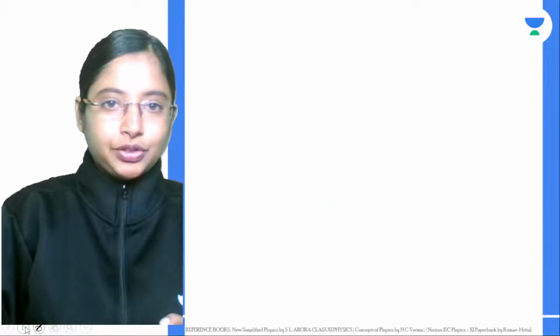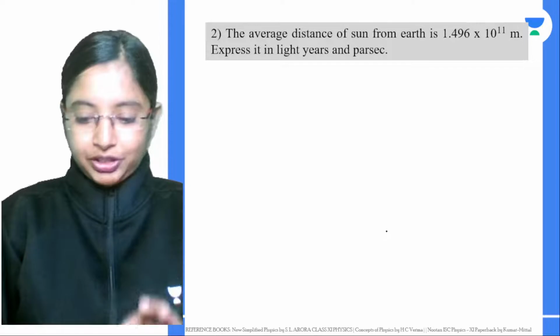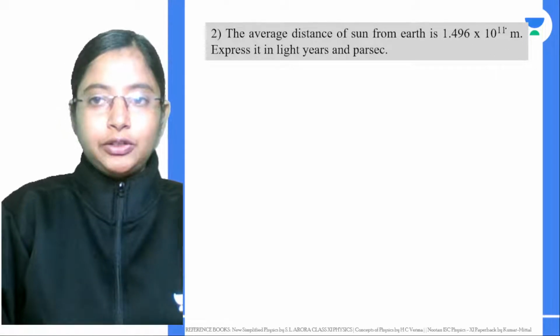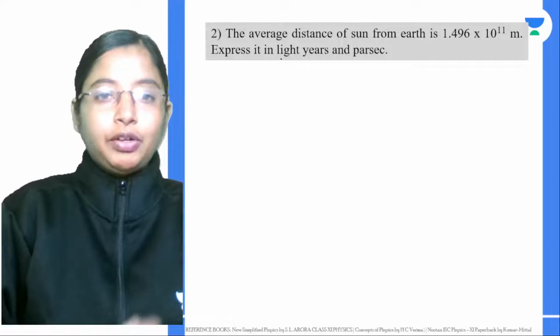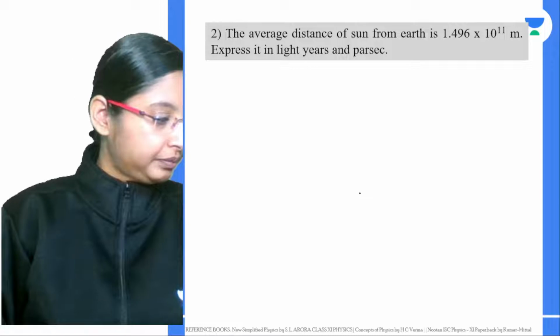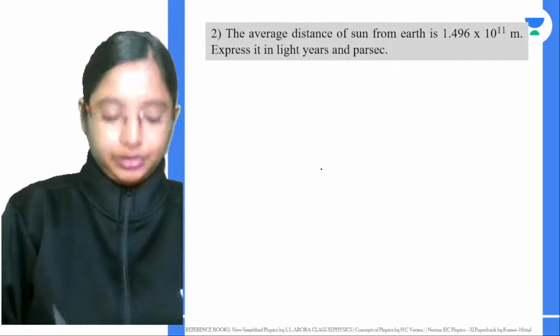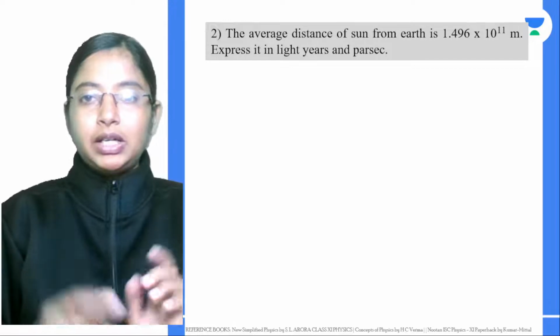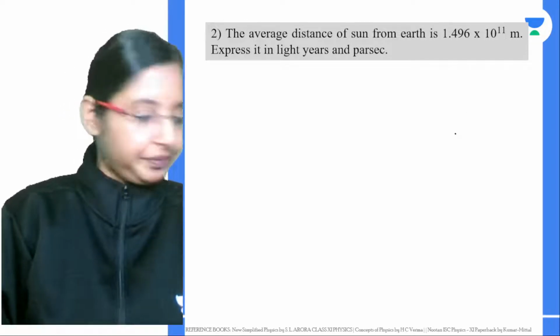The next question is, the average distance of the sun from earth is 1.469 into 10 to the power of 11 meters. We're going to express this in light years and parsec. How do we do that? We just saw, right? What is this, the distance between earth and sun? What do we call that?